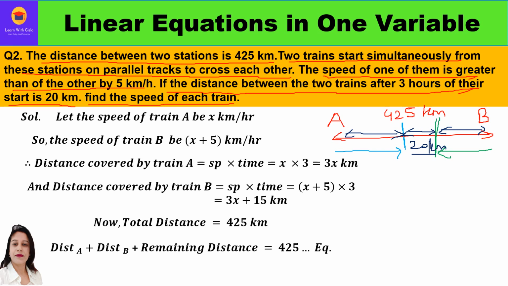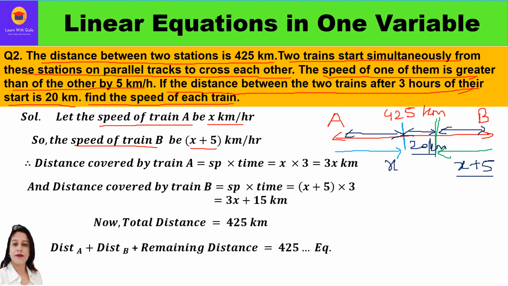Now, again, one more information is there. They are saying the speed of one of them is greater than the other by 5 kilometers. So if I assume the speed of train A is X, train B will be X plus 5 kilometers per hour. It will travel at a speed of X plus 5 kilometers per hour. So let us start with the solution now. Speed of train A is X kilometers per hour. Speed of train B is equal to X plus 5 kilometers per hour.